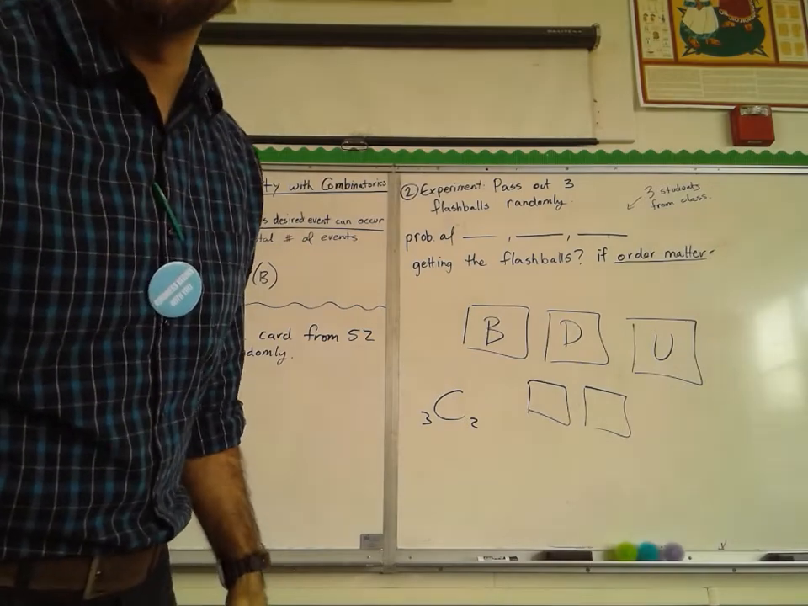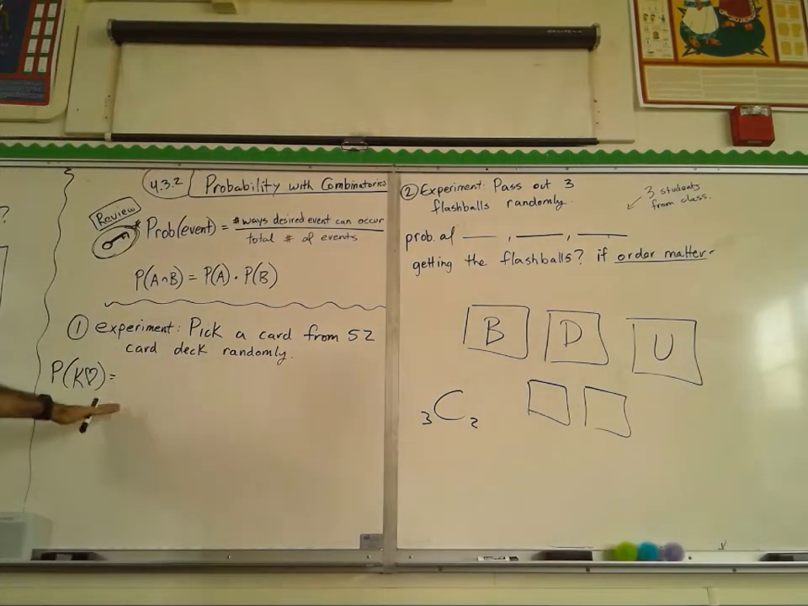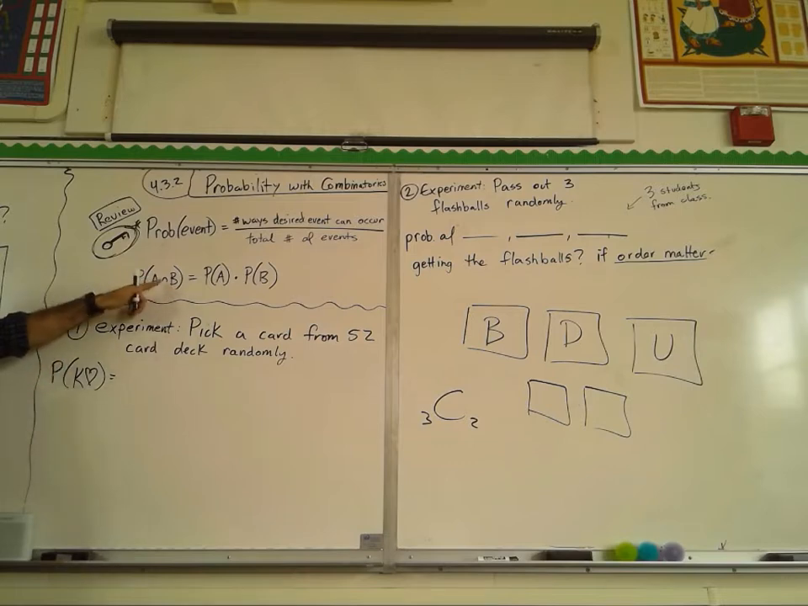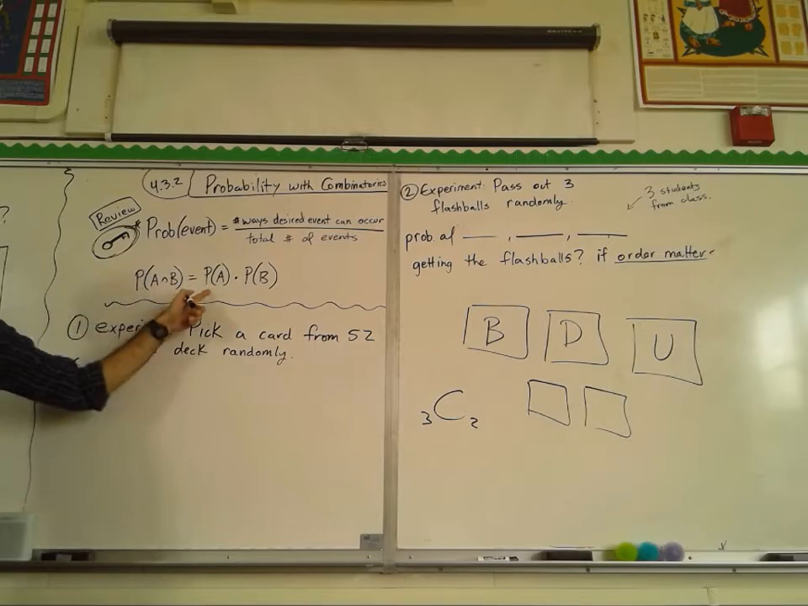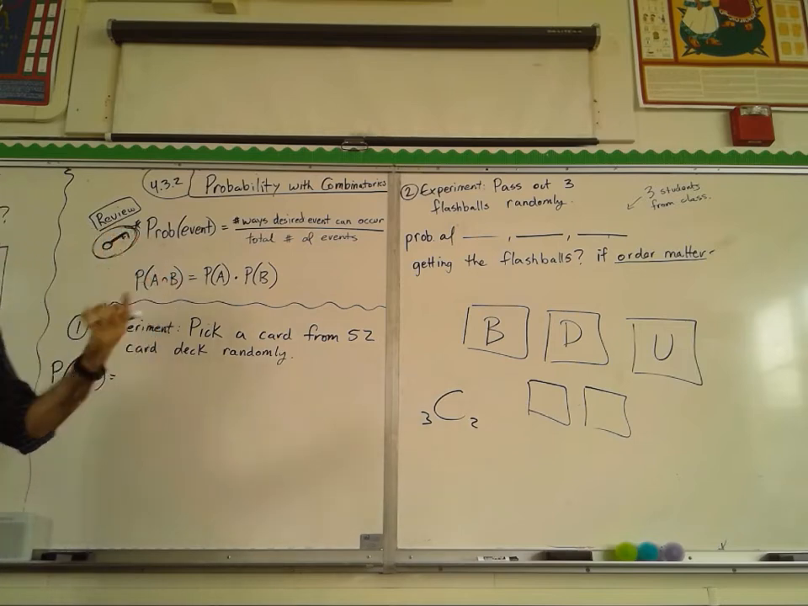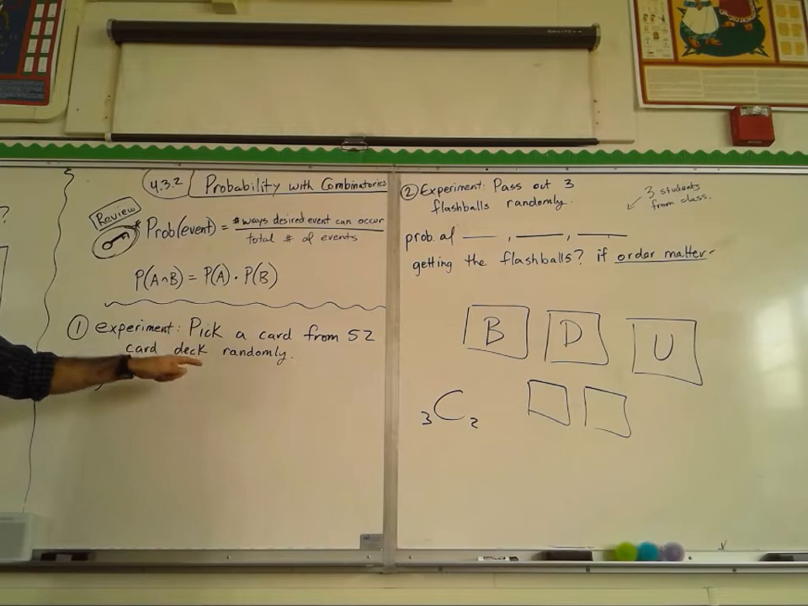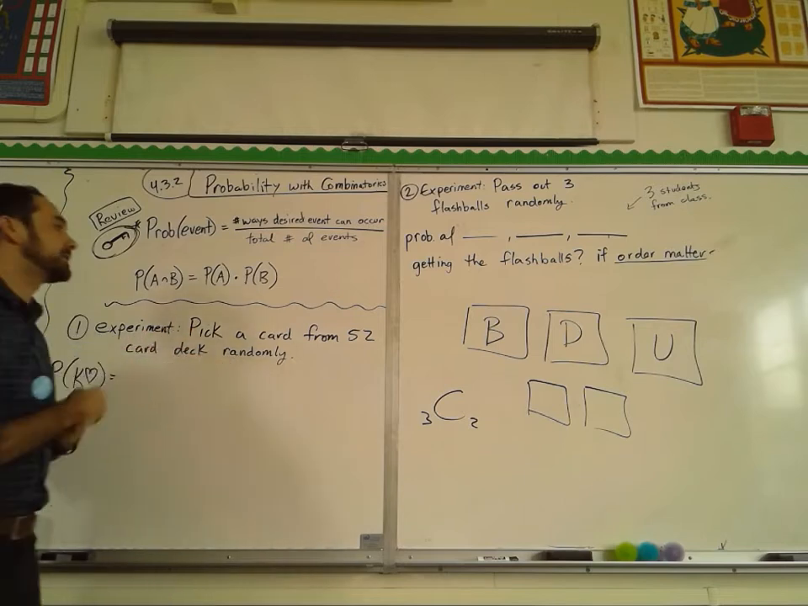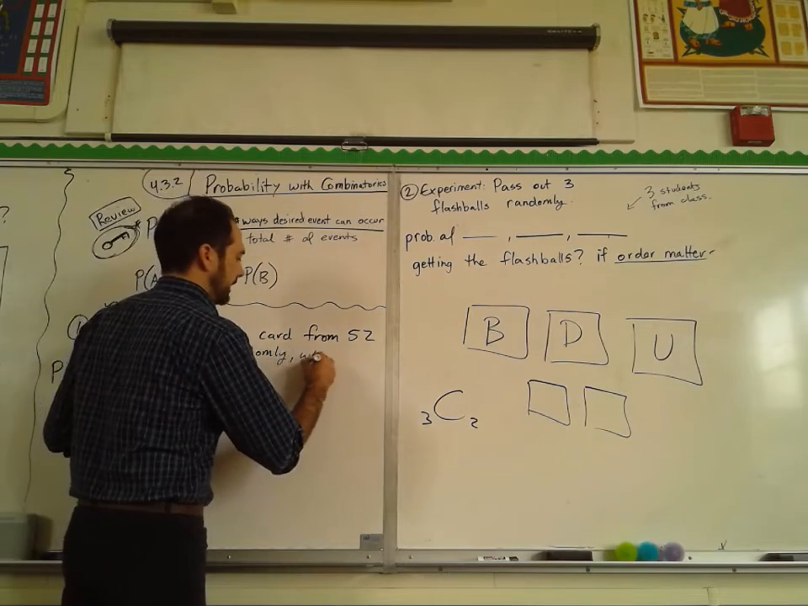So looking at this, here we're just dealing with what we already know. This is just basic probability. We know that if 2 events, we want to find the intersection, the probability of those 2 things happening, it's just the probability of A times the probability of B. The probability of one event and the other event. So let's look at our experiment. Pick a card from a 52 card deck randomly. I should add this without replacing.